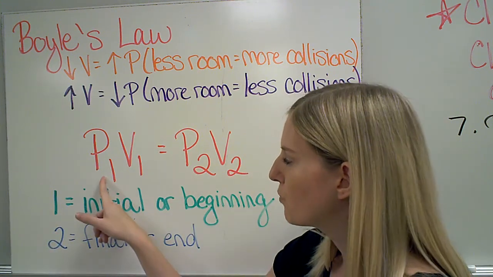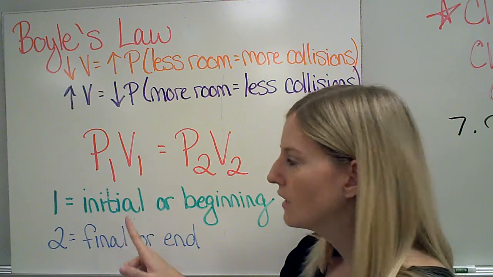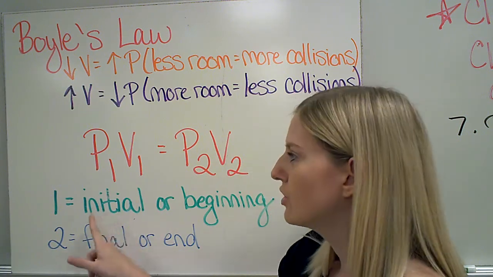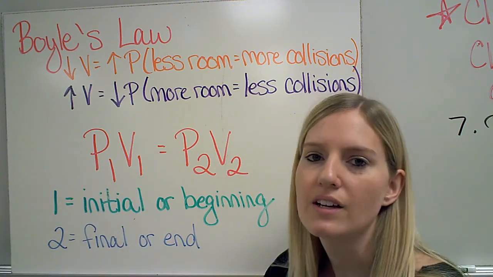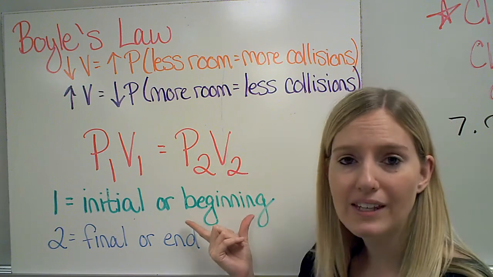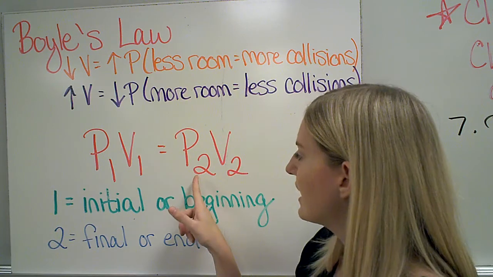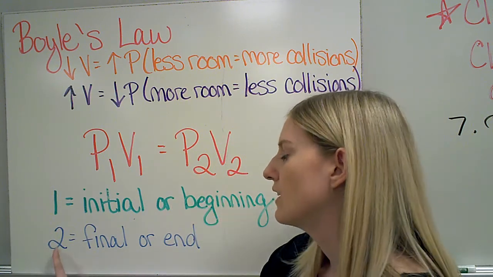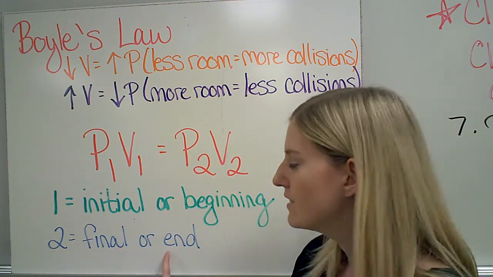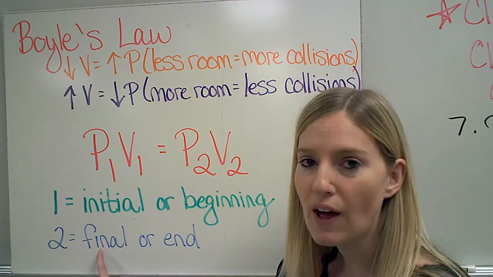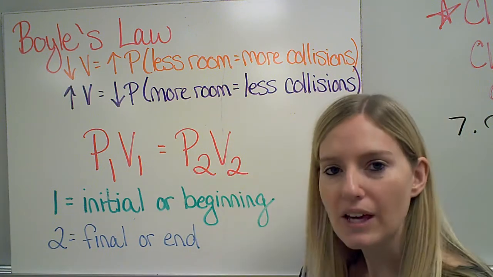Anytime I see a number 1 as a subscript, that means that's what the initial pressure or volume was. Initial just means what it was at the beginning of our story or of our scenario. Anytime I see a 2, that means that's what it was at the end of the scenario, or what the final pressure or volume is.